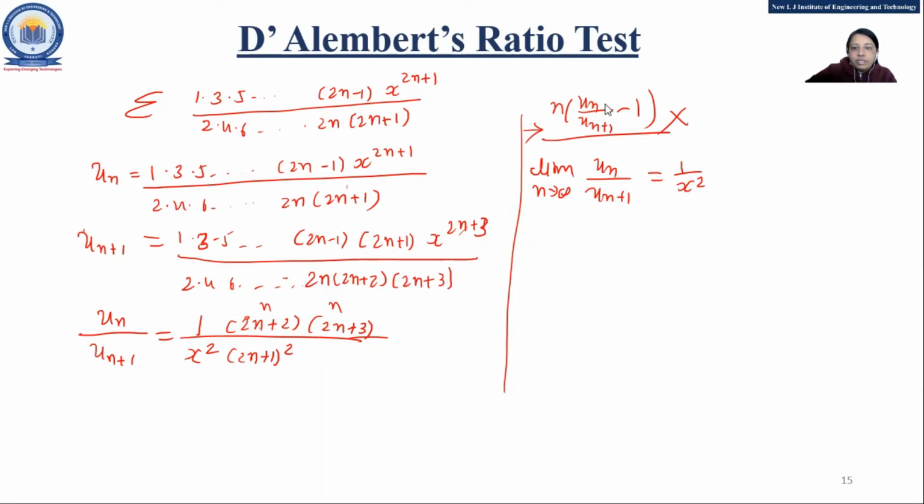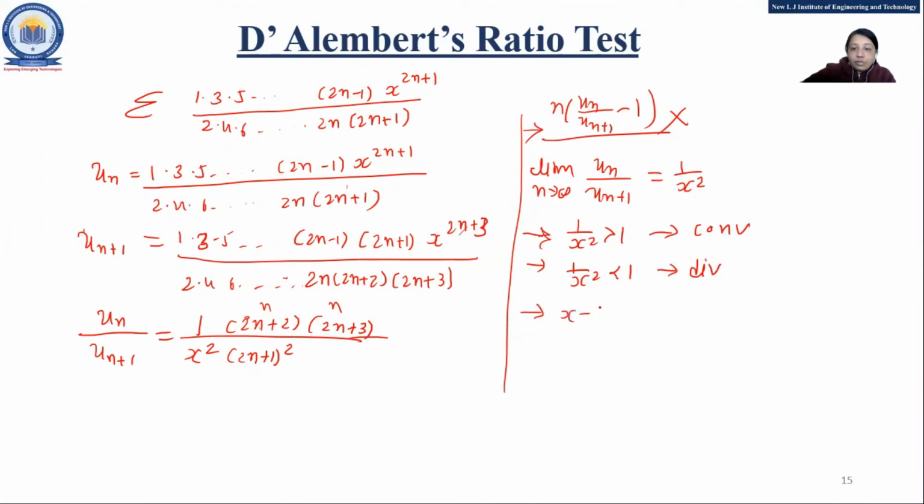It's not 2 upon, because 2 into 2, 4 you will get here, and in the denominator also 2 square will be there, so 4 will be there. So that is supposed to be cancelled out. Just simplify this and you will get 1 upon x square, not 2 upon x square. Now the series is convergent when 1 upon x square is greater than 1. When 1 upon x square is less than 1, your series is divergent.